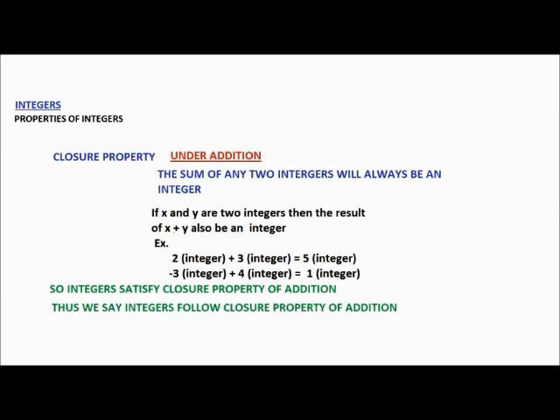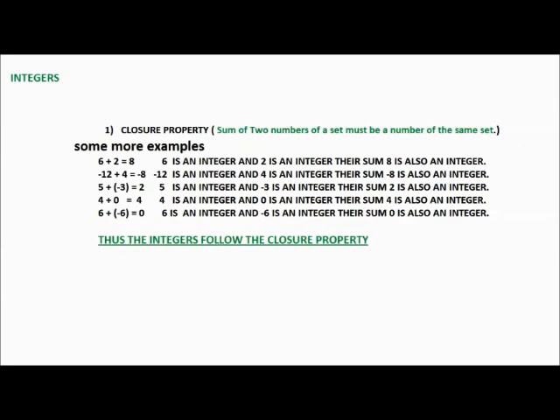If x and y are two integers, then the result of x plus y is also an integer. Example, 2 and 3 are integers and their sum, 5, is also an integer. Minus 3 and 4 are integers, their sum is equal to 1, also an integer. So integers satisfy the closure property of addition. Thus we say integers follow the closure property of addition. You can see some more examples of closure property under addition.